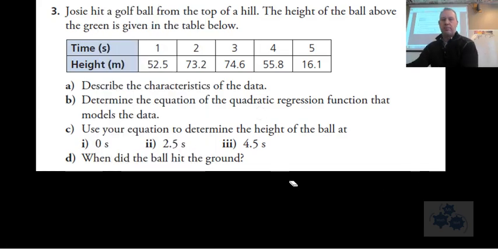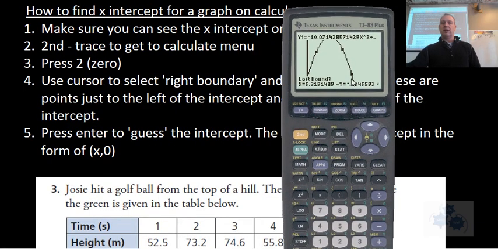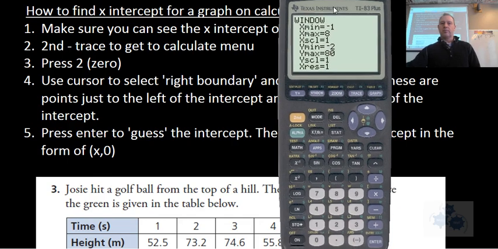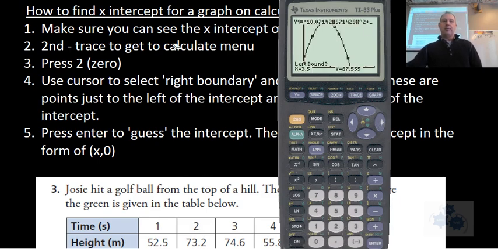I'm just going to pop back up here to these little notes: how to find the x-intercept on your graphing calculator. Make sure you can see the x-intercept on your screen. Now, with these little numbers here, I'm actually going to change the window even more so I can see that a bit better. I'm going to go to negative 5 maybe. That just brings the x-axis up a little bit more. That may or may not work, but let's see. Second function, calculate. Let's do the 0 again. Yeah, slightly better.